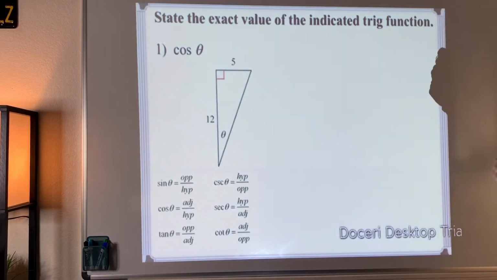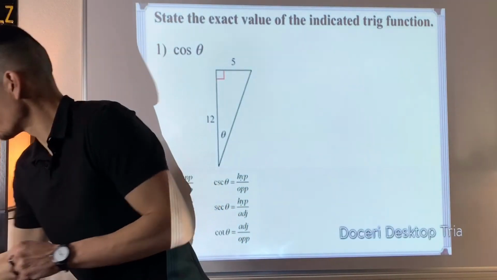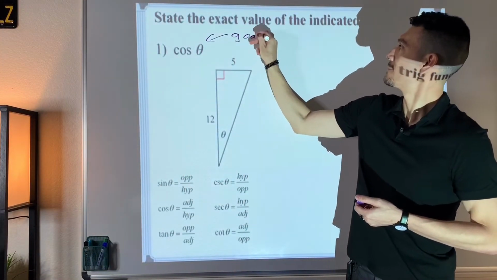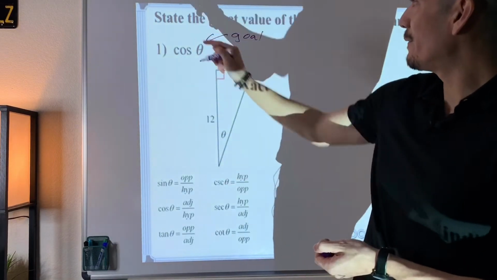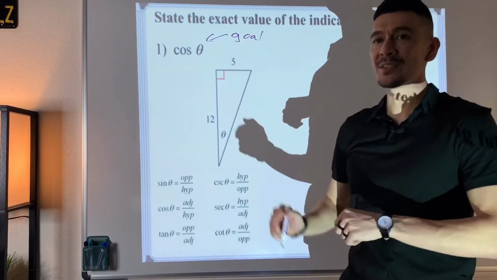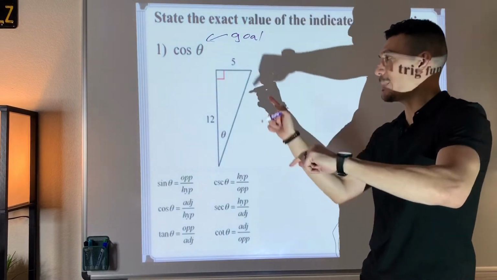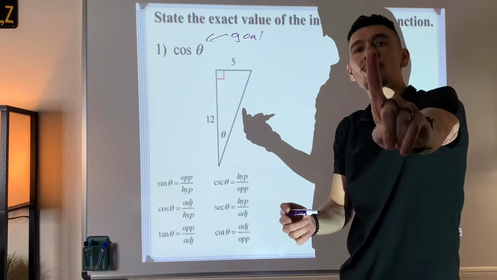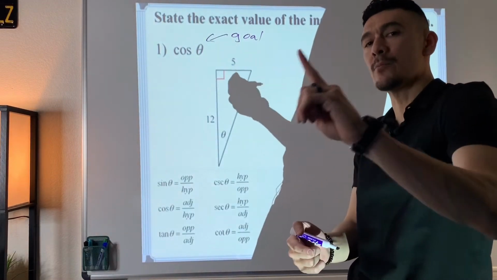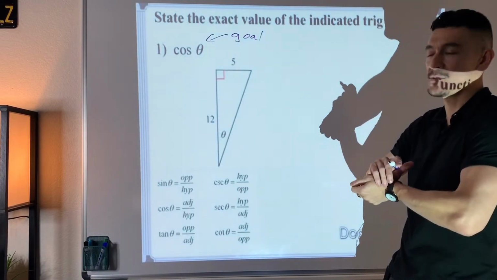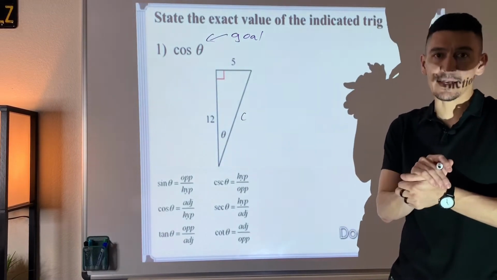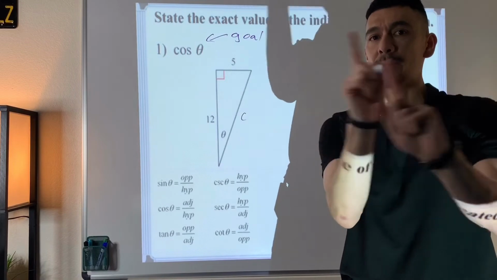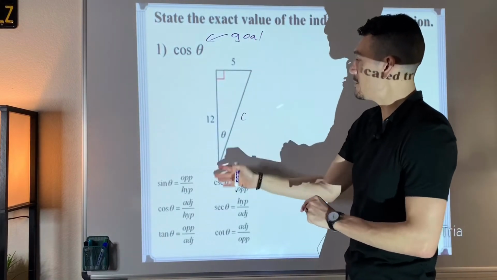So here's the deal. That's the goal. Finding the cosine of theta. But you know what kind of sucks about this triangle? I don't have the hypotenuse. So let's do middle school math. Let's do Pythagorean theorem real fast to find the hypotenuse. So the hypotenuse is called C. The little baby legs, those are A and B. And those can be flip-flopped. But the hypotenuse is always C.